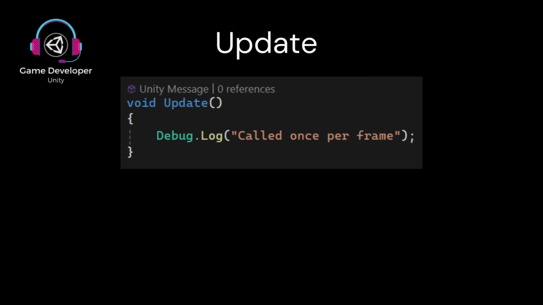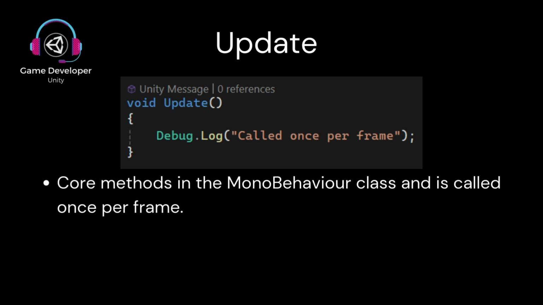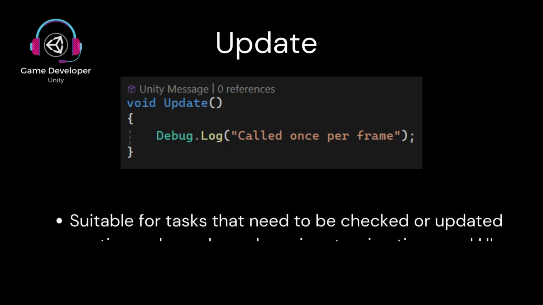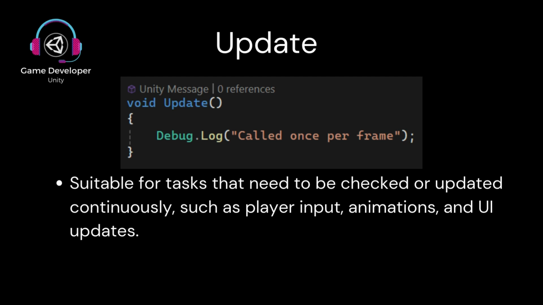The Update function in Unity is one of the core methods in the MonoBehaviour class and is called once per frame. It is typically used for handling frame-dependent tasks and is essential for managing game logic that requires regular updates. Update is invoked every frame, making it suitable for tasks that need to be checked or updated continuously, such as player input, animations, and UI updates.